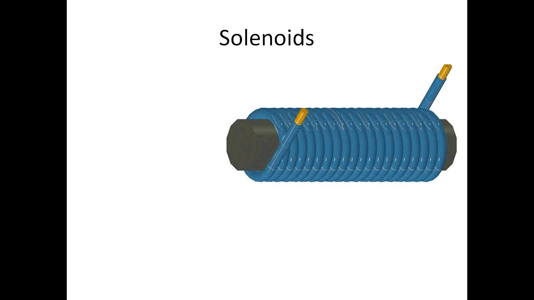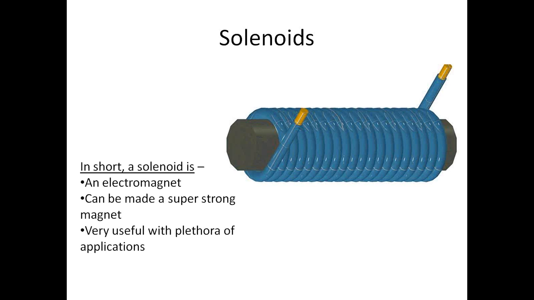As far as solenoids are concerned, in short, it's an electromagnet, and it's made of a coil that is wound around a core, and when current is passed through this coil, it generates a magnetic field, and then it also generates forces on any magnetic material, ferromagnetic material, that's in the vicinity of the magnetic field.